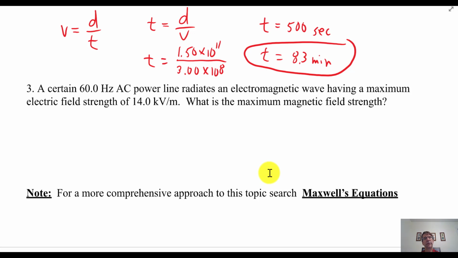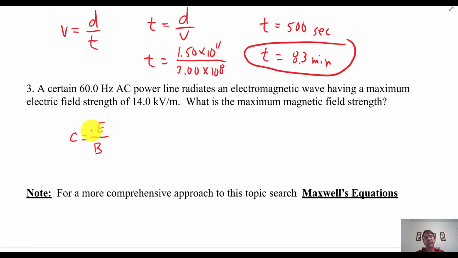Okay, number 3. You have a 60 hertz AC power line radiating an electromagnetic wave having a maximum electric field strength. So what is the maximum magnetic field strength? Well, once again, that equation, if you look back to the top of this page, is c equals E over B. We're trying to find the maximum magnetic field strength.